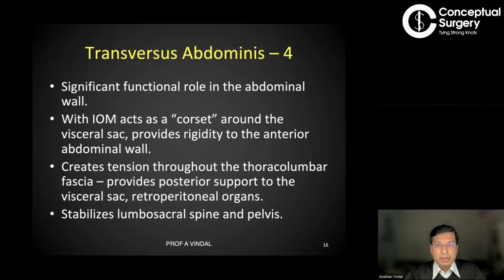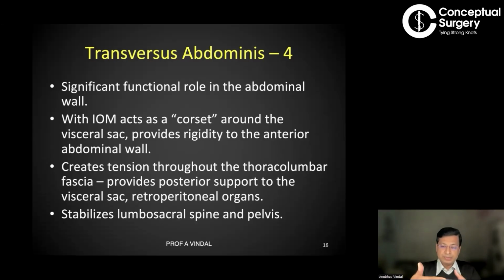Now, the transversus abdominis muscle has a very significant function in the abdominal wall, and along with the internal oblique muscle, it forms a kind of wrap around the visceral sac, providing rigidity to the anterior abdominal wall. And because both the internal oblique and the transversus abdominis muscles are attached posteriorly to the thoracolumbar fascia, when they contract, they create tension in this fascia and provide posterior support to the visceral sac.